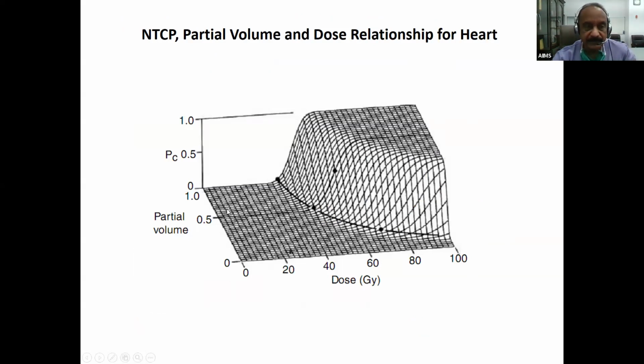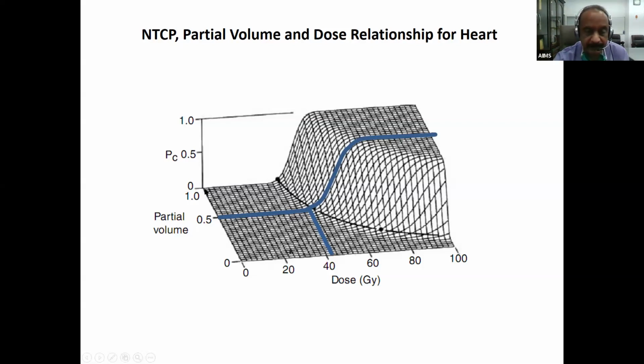Now, this is a three-dimensional graph showing the relationship between normal tissue complication probability, partial volume, and dose of radiation. This is for the heart. So it is basically showing the effect of volume of irradiation of an organ. Now, it looks complicated, but it is very simple. Just try to understand. If you irradiate 50% volume of the heart, then this is the normal tissue complication probability curve. And this shows that the safe dose is around 40 gray. After this, there will be complication, right?